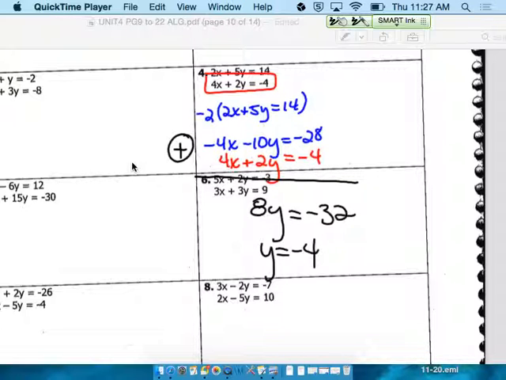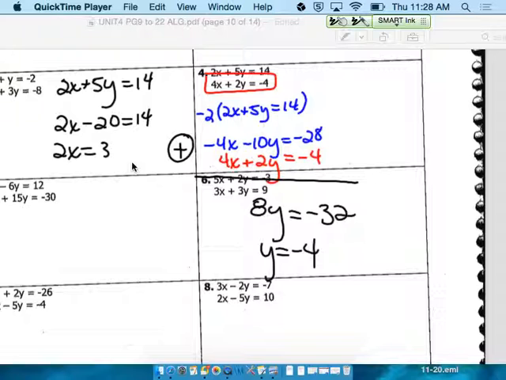Now to find x, if I go back to the original equation, I can go back to anything above it, doesn't matter. I'll just take the first equation. If y is -4, then I have 2x, and 5 times -4 is -20. Add 20 to both sides, 2x is 34, therefore x is 17. So the solution to this system is the ordered pair positive 17, -4.